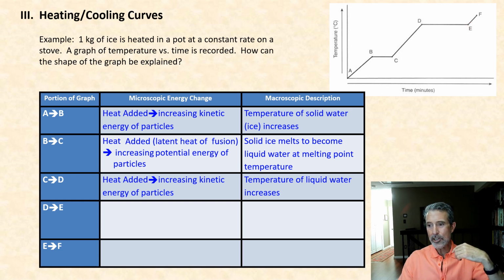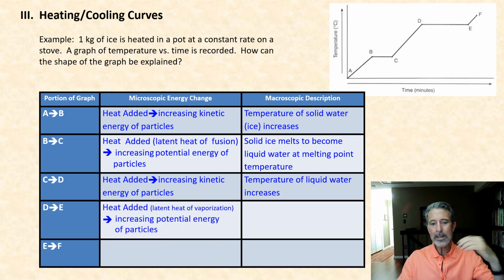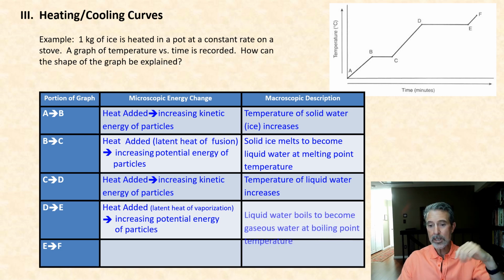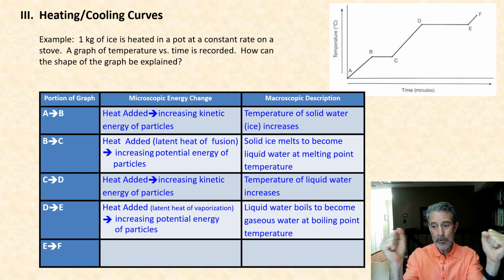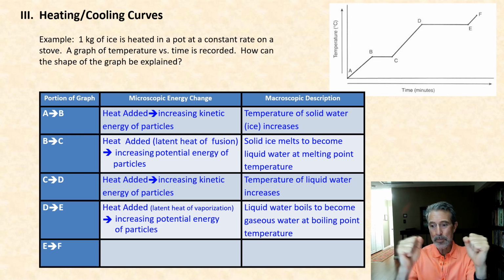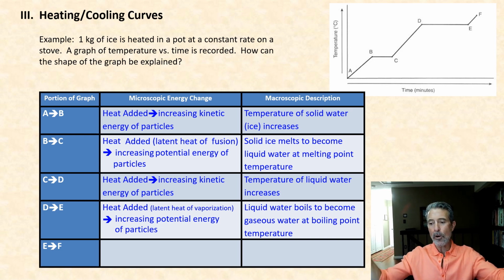Once we get over here to this second flat portion of the graph, once again we are not changing the temperature. We're adding energy, we're adding heat, but we're not changing the temperature. What's happening to that heat that we're adding? Well, it is going into increasing the potential energy of the particles once again to bring about the phase change. This is where the liquid water molecules, which are now moving much faster than the solid ones, for that portion of the graph DE, we're not making them move faster, we're simply moving them further apart so that they can turn from a liquid into a gas.